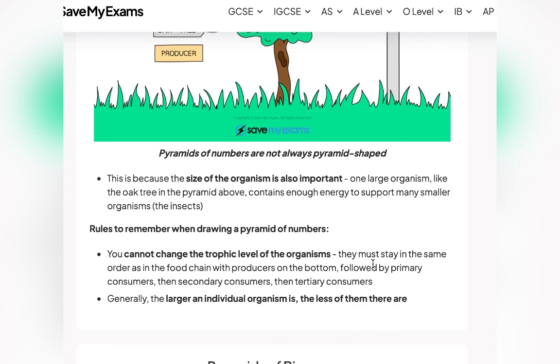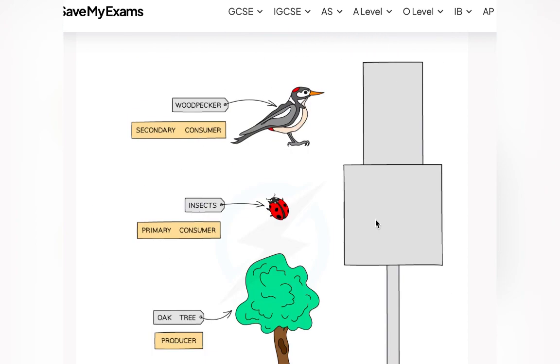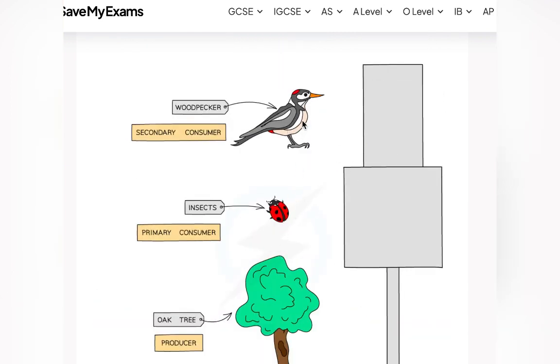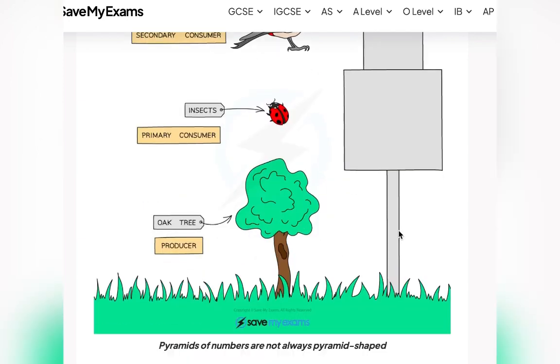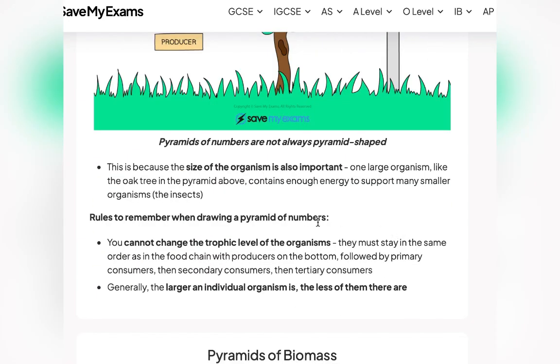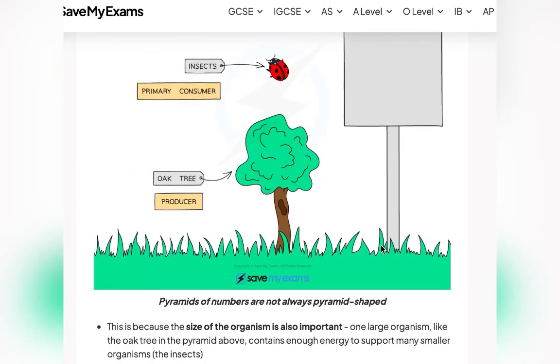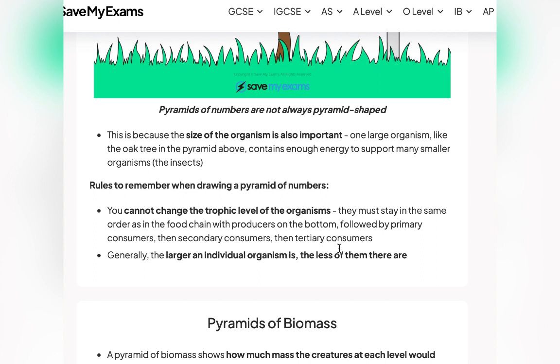One large organism like the oak tree in the pyramid above contains enough energy to support many smaller organisms like the insects. Only one oak tree has enough energy to support so many of these insects, and so many of these insects will be consumed by only one woodpecker. So not all the time do we have a pyramid of numbers in the pyramid form. It can be in a format that is not a pyramid form.